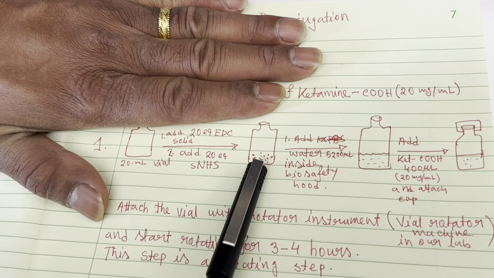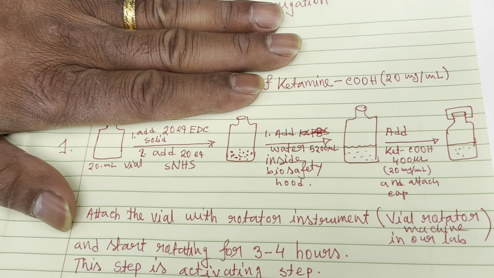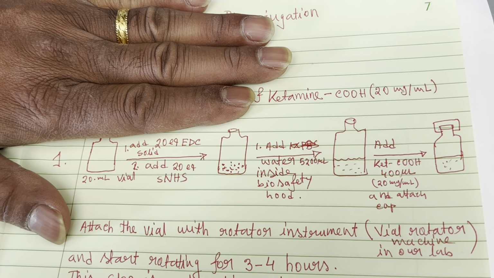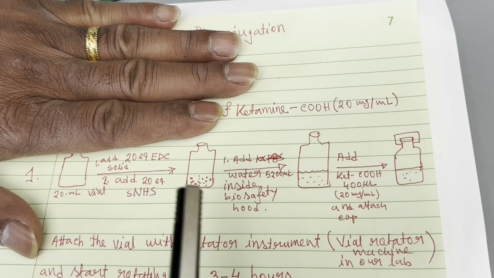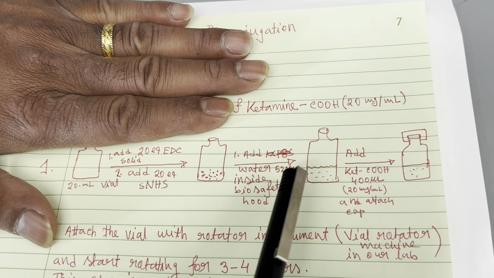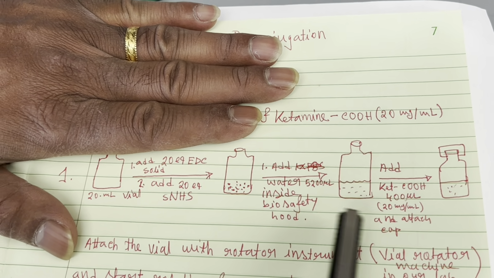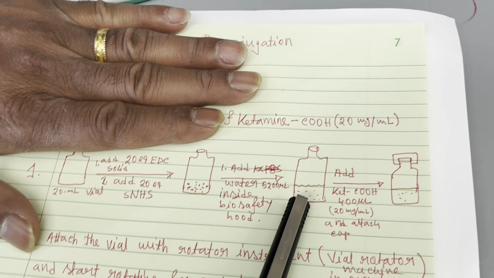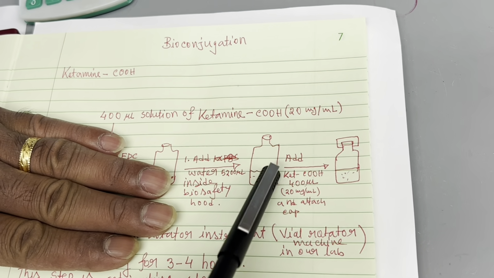What kind of water are we putting? Definitely pure water. I normally use Optima brand water, pure water, the water used for the LCMS. Or deionized water, very pure deionized water. Once you make this, then immediately you can add that 400 microliter of your carboxylic acid.